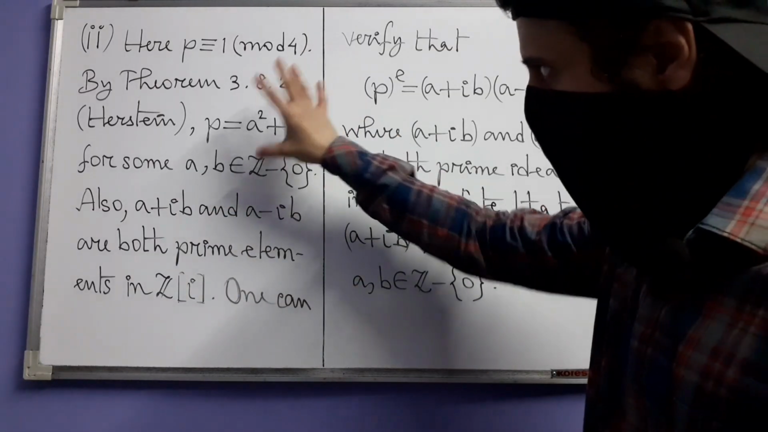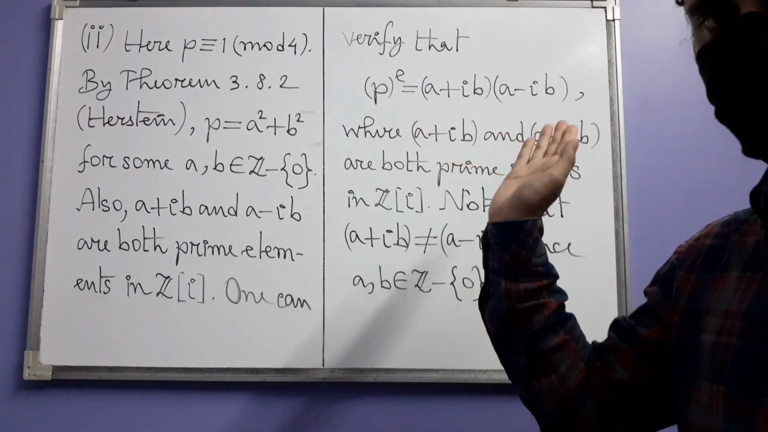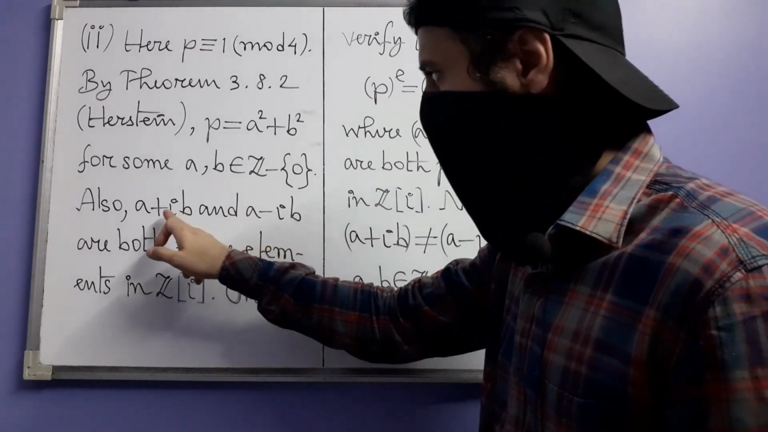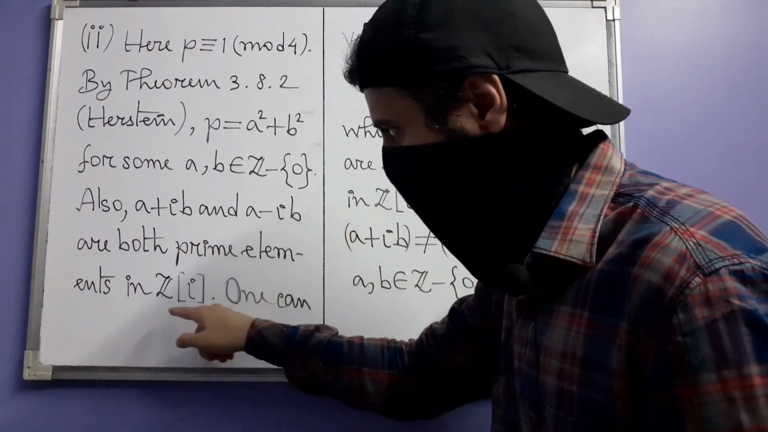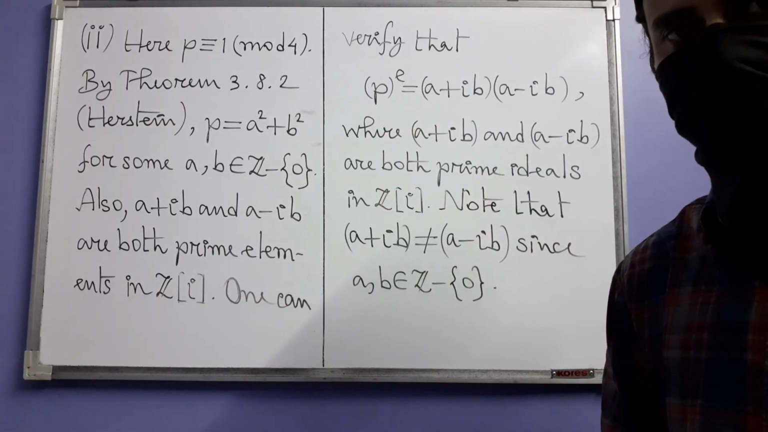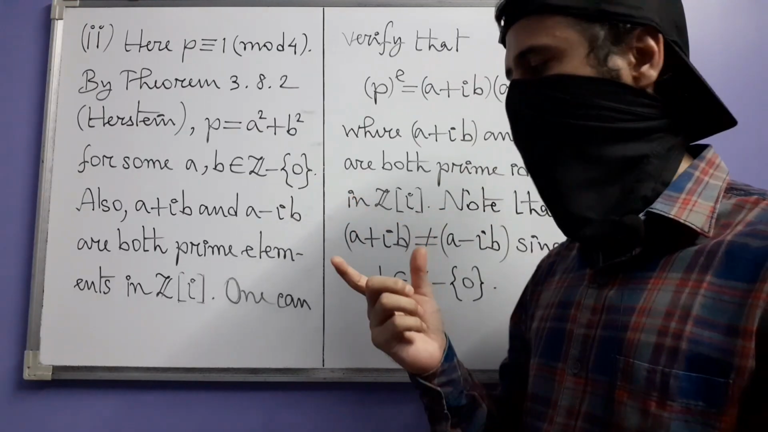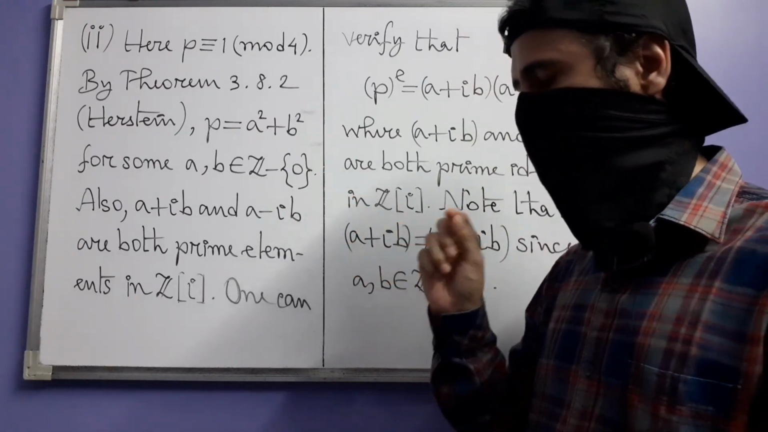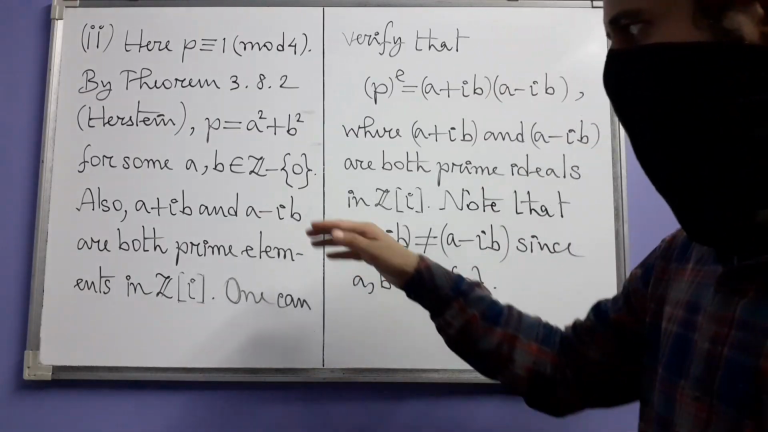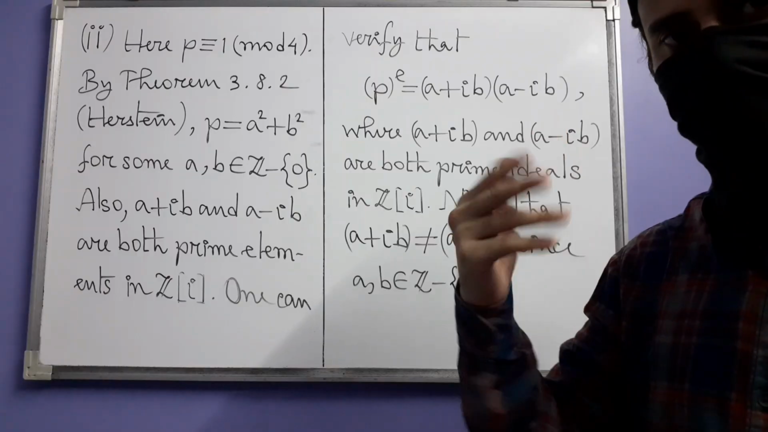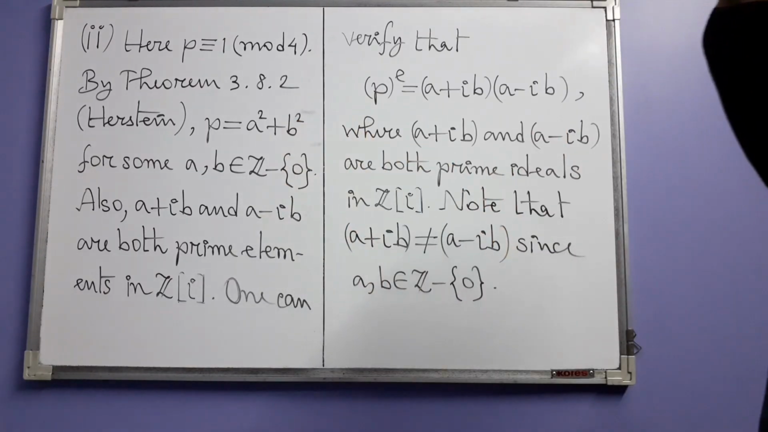Also, because of this fact and exercise 8 of Herstein, the thing that we mentioned just now, these two complex numbers a plus ib and a minus ib are both prime elements in Z[i]. In the solution to exercise 8, that problem is about precisely determining what the prime elements in the ring of Gaussian integers are. So these are prime elements. There are other types of prime elements also, but these are prime elements if this happens.